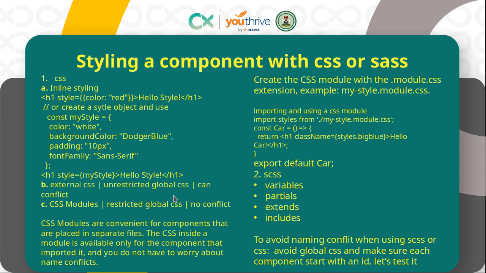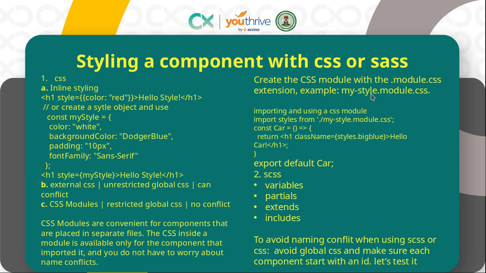So in the CSS module is restricted global CSS, and there is no conflict. CSS modules are convenient for components that are placed in separate files. The CSS inside a module is available only for the component that's imported it, and you do not have to worry about name conflict. So let's create the CSS module with the .module.css. Whatever name of your CSS you give it, it must end with this format, .module.css extension.